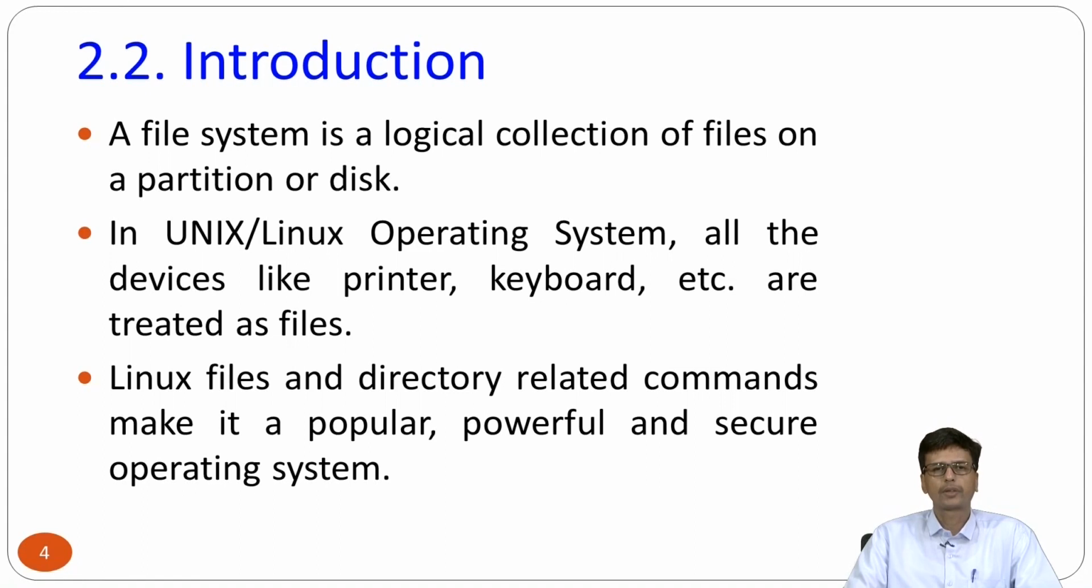Now first, what is file system? File system is nothing but the logical collection of files on the disk. You can say that it is any partition of the disk. Now in Linux or Unix, any of the devices, any of the input output devices, can also be treated as a file. So whether it is a printer, RAM, or mouse, all are treated as files.